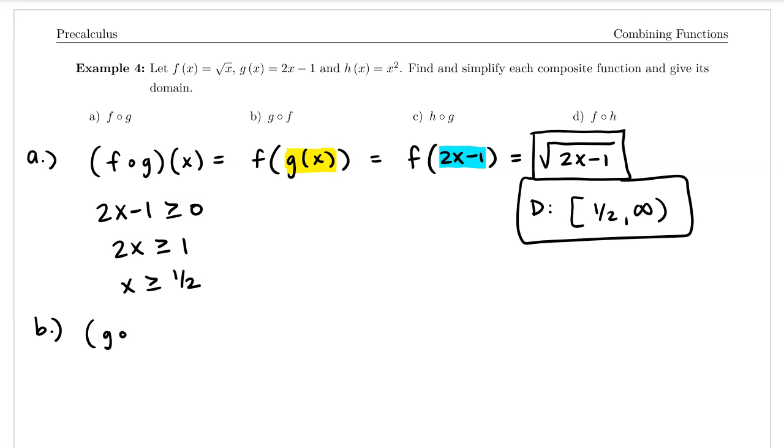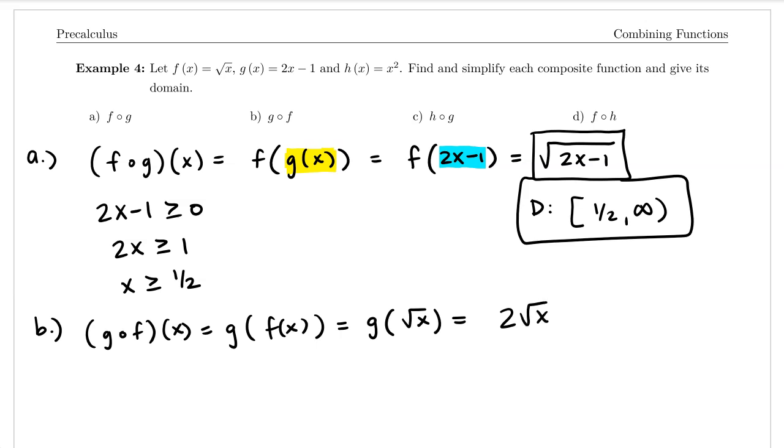Okay, so we want to do g composed with f of x, which is equal to g of f of x. So f is on the inside. I'm going to replace f with the square root of x, and then now I'm going to take the square root of x and plug that into my g function. So that's going to give me 2 times the square root of x minus 1. Notice that this is not the same function that we got in part A.